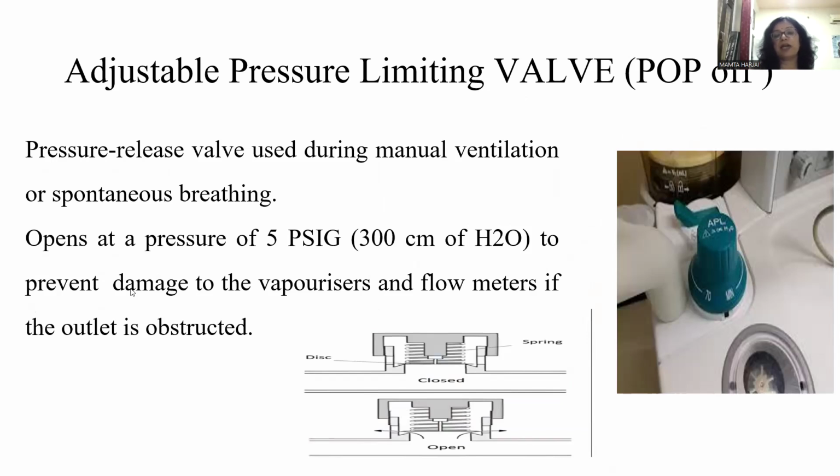What is the physical principle behind the adjustable pressure limiting valve? It is a part of your intermediate system. It's basically a pressure release valve which is used during manual ventilation or spontaneous breathing. It opens at 5 psi pressure, or 300 centimeters of water pressure. You can see that this seal is closed, but whenever there is a high pressure, the diaphragm moves up, the seal is opened, and the air or any gas is vented out, leading to a decrease in pressure. And this prevents damage to the vaporizers and flow meters.